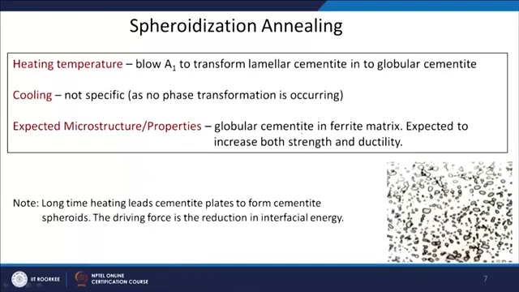What is the expected microstructure? You will have globular cementite in a ferrite matrix, expected to increase both strength and ductility, and that is why we are doing this annealing. So, instead of those long cementite, you will get spherical cementite like this. Why do you get these spherical shapes? Long time heating leads cementite plates to form cementite spheroids. The driving force is the reduction in interfacial energy.